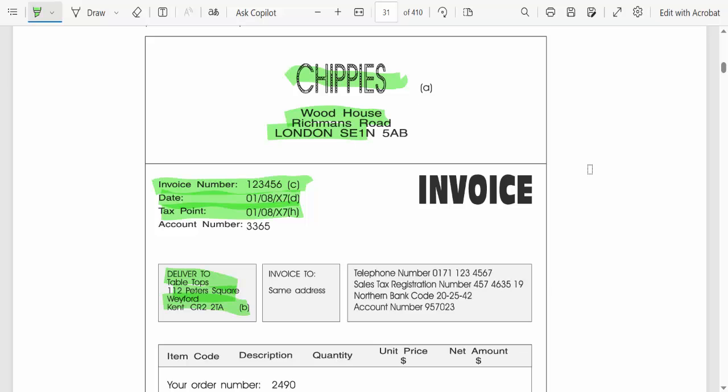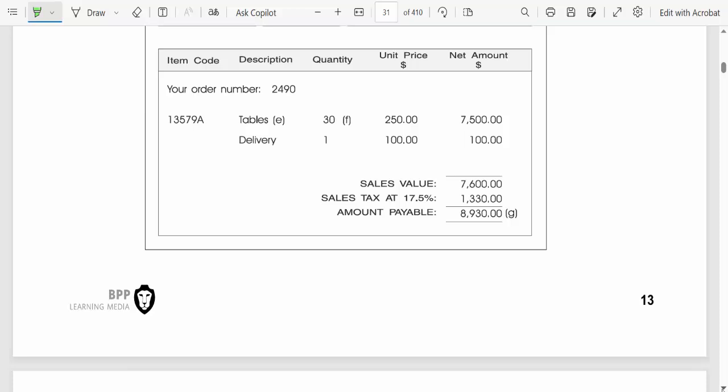6. Description of goods or services. The invoice details what items were sold or services were provided. For example, tables is specified on the invoice, so the buyer knows exactly what they're being charged for. 7. Quantity and unit price. The invoice shows how many units of each item were sold and the cost per unit. In the example, 30 tables were sold at $250 each.